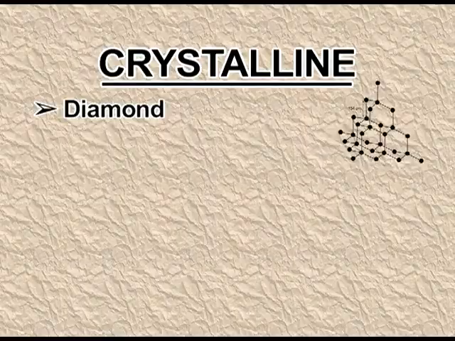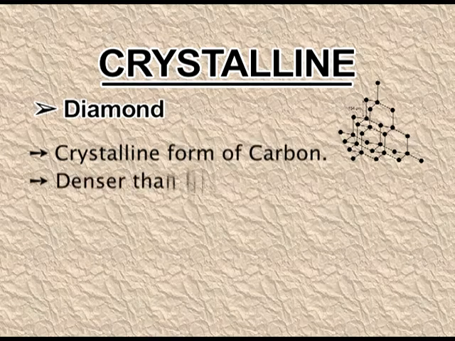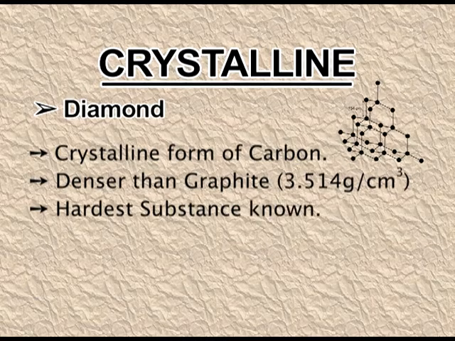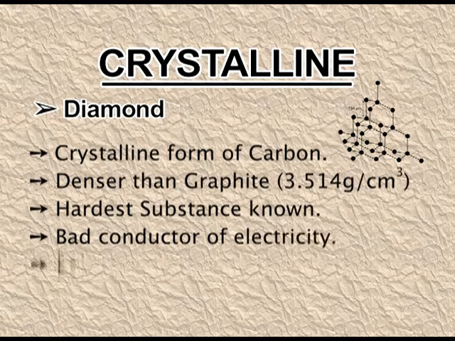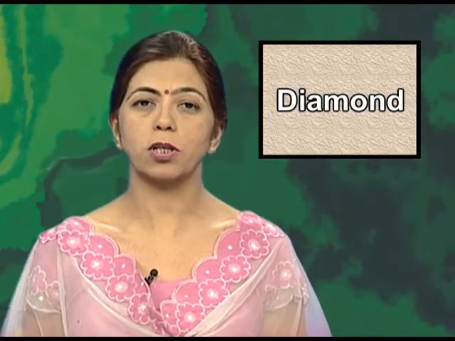Diamond. Diamond is the crystalline form of carbon. It is denser than graphite. Its density is 3.514 grams per centimeter cube. It is the hardest substance known. It is a bad conductor of electricity and extremely chemically unreactive. All these properties are due to the structure of diamond.